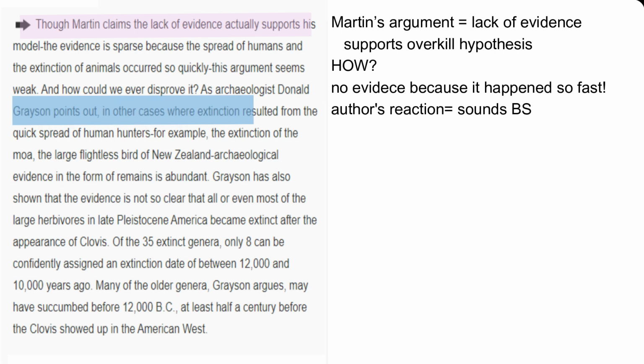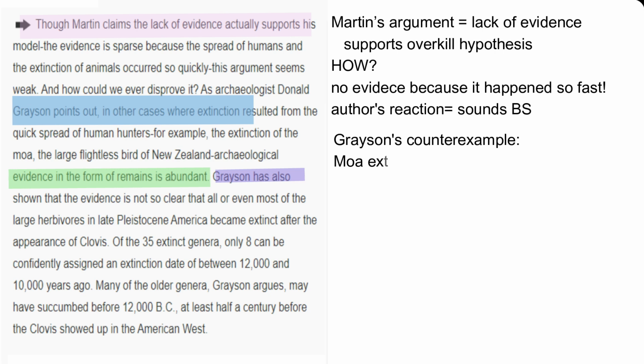With, as archaeologist Donald Grayson points out, we know that Grayson is an objector to the hypothesis. What is his criticism of the hypothesis? The author states, as archaeologist Donald Grayson points out, in other cases where extinction resulted from the quick spread of human hunters, for example, the extinction of the moa, the large flightless bird of New Zealand, archaeological evidence in the form of remains is abundant. Grayson has also shown that the evidence is not so clear that all or even most of the large herbivores in late Pleistocene America became extinct after the appearance of Clovis. So we know that Grayson has two objections to the overkill hypothesis.